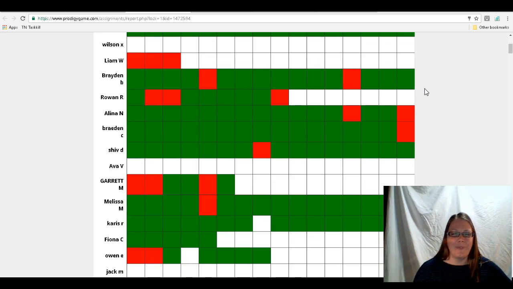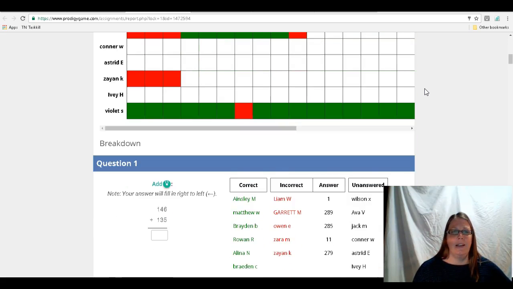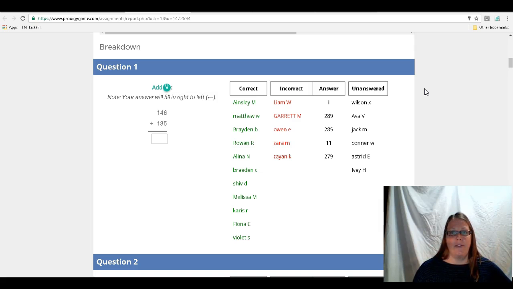So below this, it breaks it down for you question by question. They actually show you what the question is. They tell you who got the question correct, who got it incorrect, and most importantly, they show you the answer that that student put in. So that's some valuable information that can help you guide small group instruction.